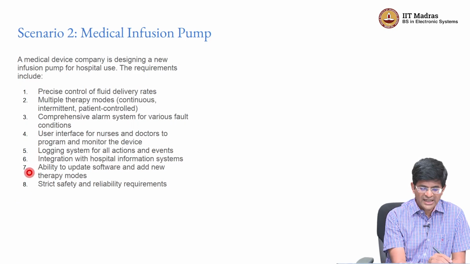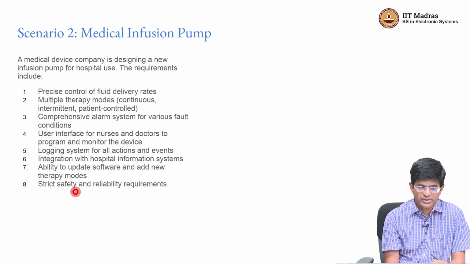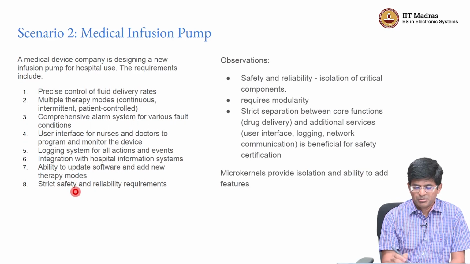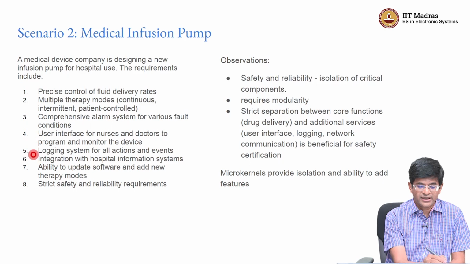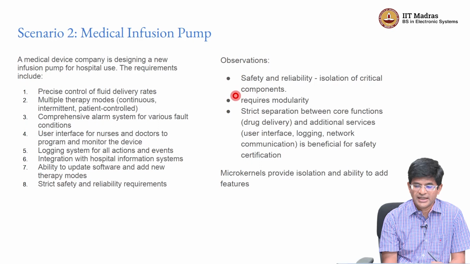Also, you probably have a lot of network related activity because you have to log the data, you have to integrate with hospital information systems and so on. Where is this headed? Maybe a microkernel provides a lot of the different kinds of user interaction, networking and so on. But apart from that, it also provides isolation between the different systems that you have, right? So you need to have strong safety and reliability guarantees.